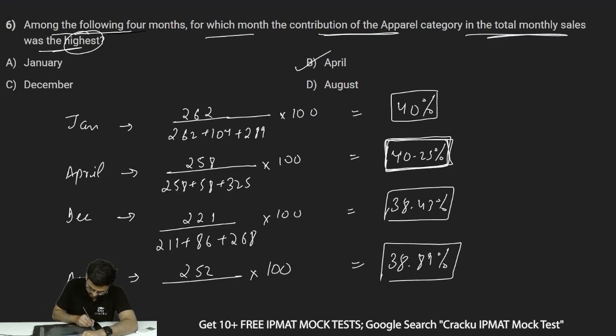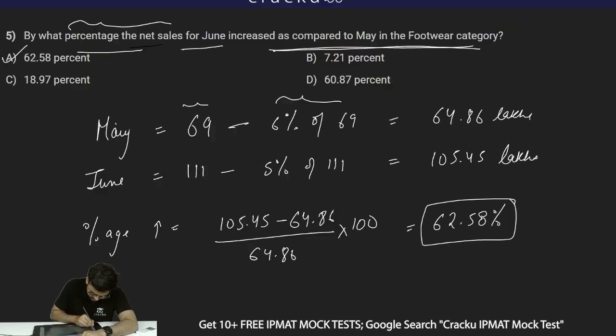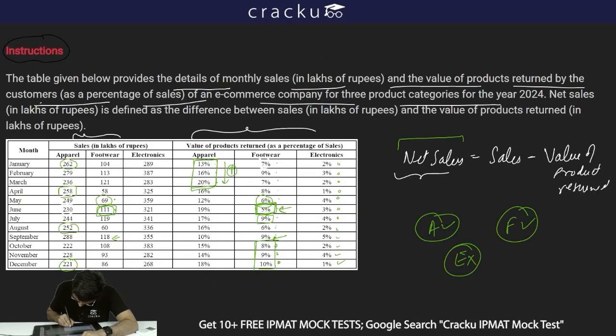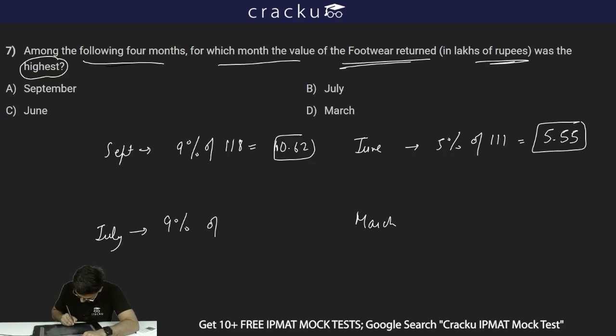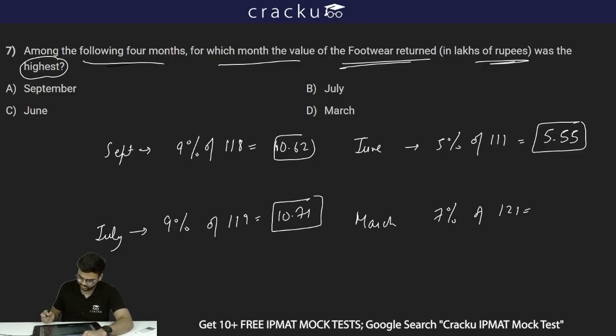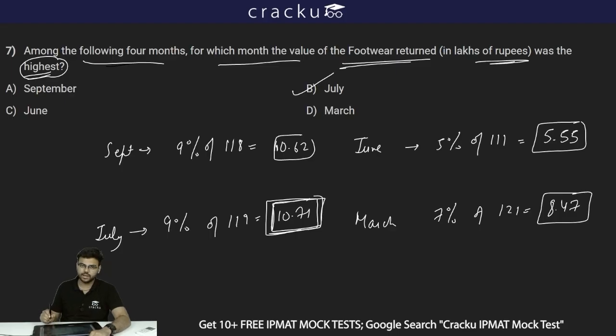Now we need July and March. July is 9% of 119 and March is 7% of 121. So 9% of 119 will be 10.71 and 7% of 121 will be 8.47. Now we have to find out the highest. So highest is for July, which is 10.71, and therefore option B, July, will be the correct answer.